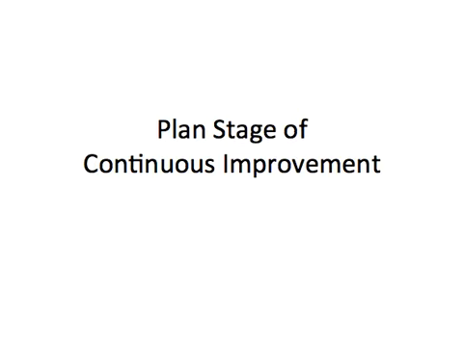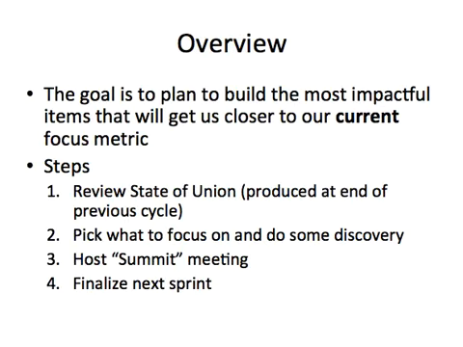of continuous improvement. So to give you an overview, the goal is to plan to build the most impactful items in your wish list that will get you closer to your current focus metric. So you'll be in the website hierarchy at some stage of the website hierarchy, and that stage will have a focus metric, and everything you're going to do over the next cycle is going to be to get you closer to that current focus metric.